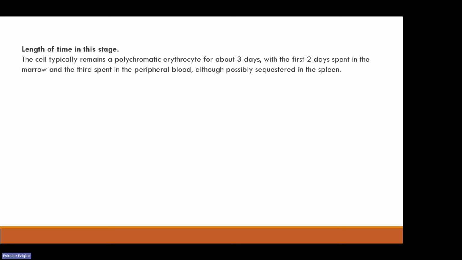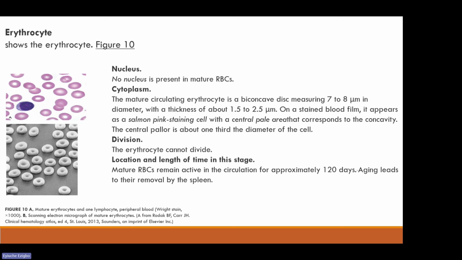So the length of time, okay, the cell typically remains a polychromatic erythrocyte for about 3 days, with the first 3 days spent in the bone marrow and the third spent in the peripheral blood, although possibly sequestered in the spleen. So we're going to look at the erythrocytes.